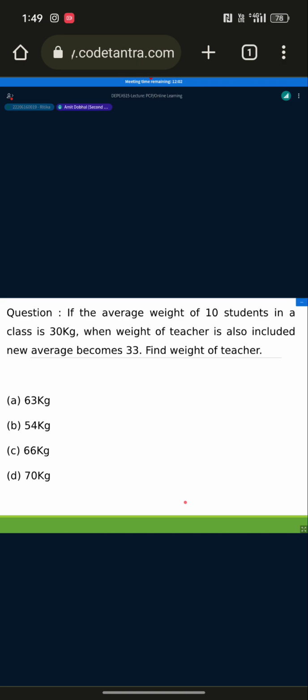All these points are written over here. Now look at the question. If the average weight of 10 students in a class is 30 kg, when the weight of the teacher is included, the new average becomes 33. Find the weight of the teacher.